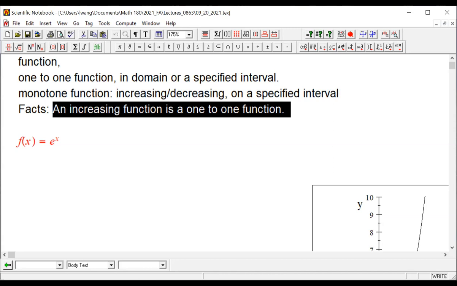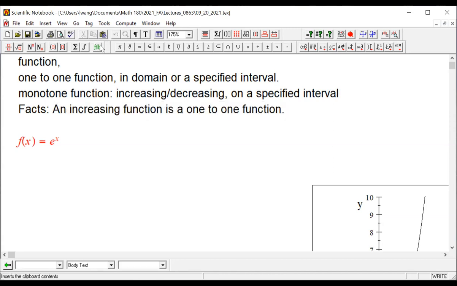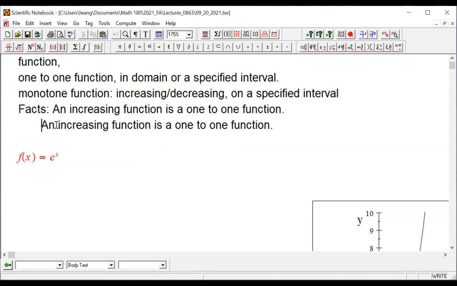And of course, you can also say a decreasing function is a one-to-one function. Look at these words. We use the word "an" or "a." What does that mean? It means anyone. Any increasing function is a one-to-one function. Any decreasing function is a one-to-one function.